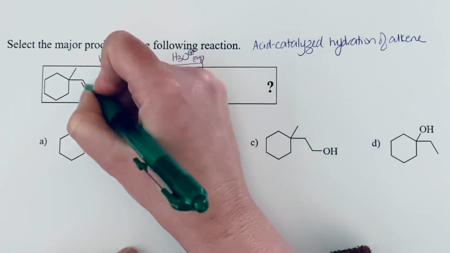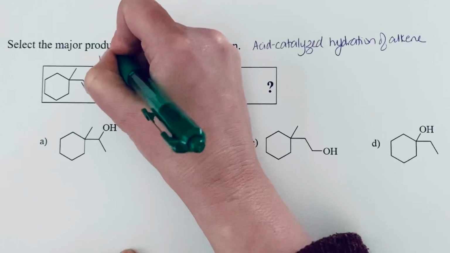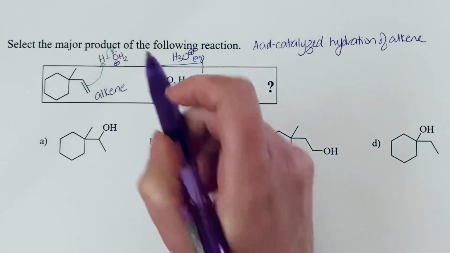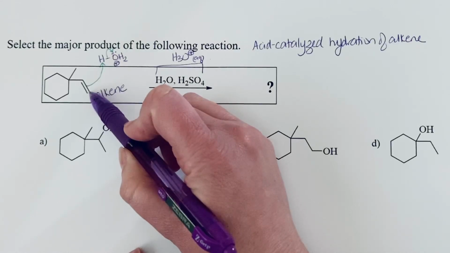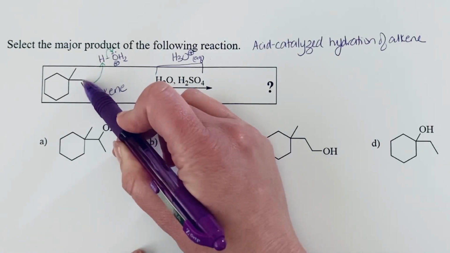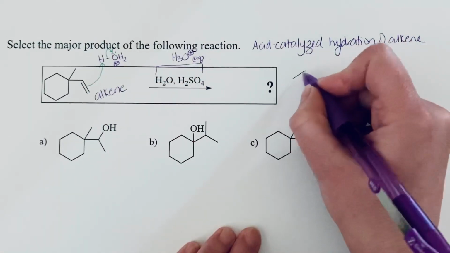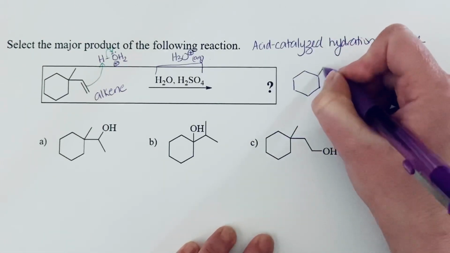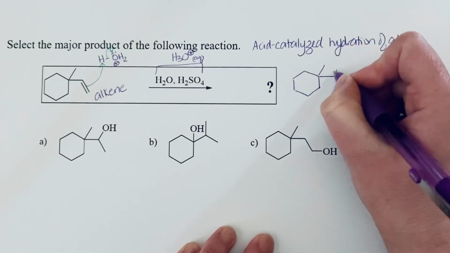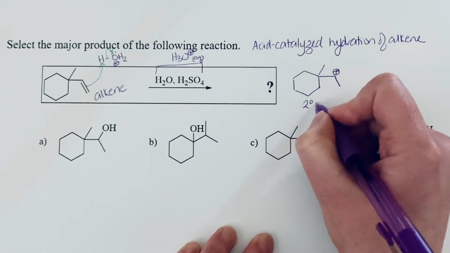So the alkene will react with that electrophilic hydrogen, and this will break the bond between the hydrogen and the oxygen. In this step, the hydrogen will add to the less substituted carbon atom of the alkene in order to give us the more substituted and thus more stable carbocation. The structure of that initial carbocation is the following. And this is a secondary carbocation.